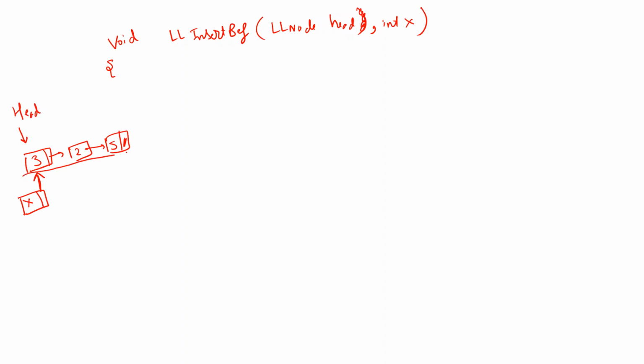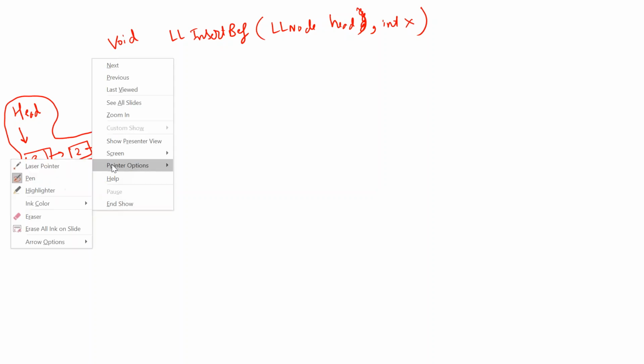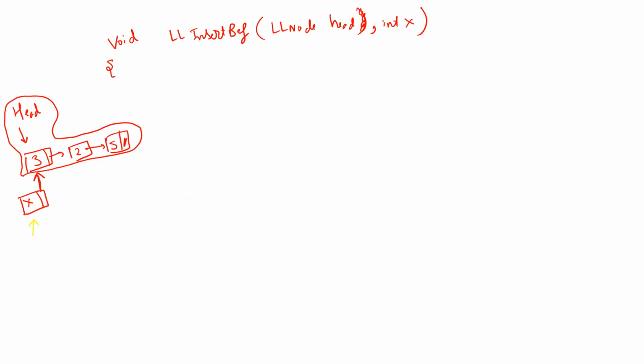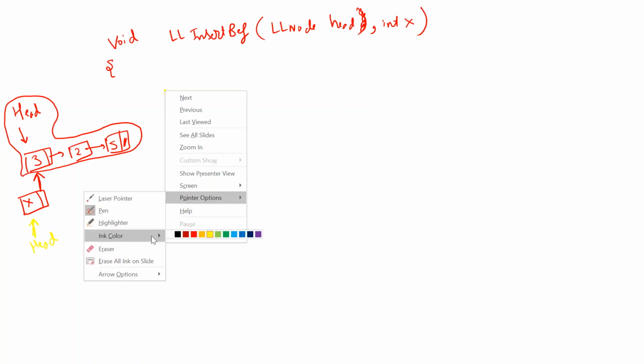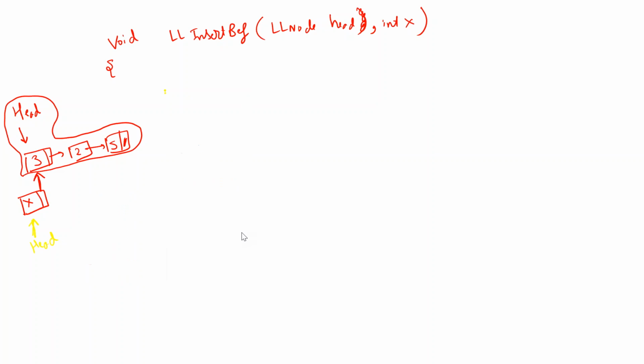So this part is your linked list. After your program ends, your linked list should look like this. Your head should come over here and should look like this, right? Okay, so what do I do? First of all, I want to insert a new node into the linked list, right?